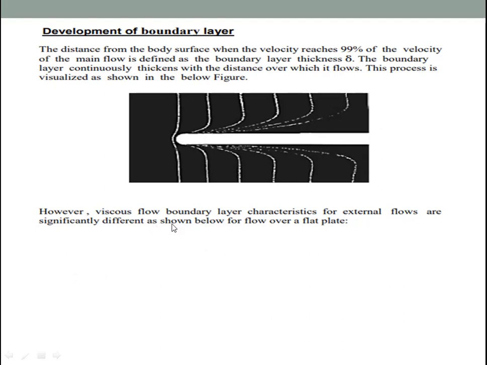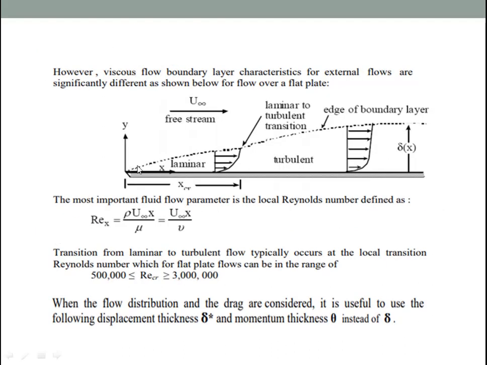However, viscous flow boundary layers for external flows differ significantly, as shown below for flow over a flat plate. This is the flat plate over which a fluid with a free stream velocity flows. Three sections are formed over this flat plate. The first section is laminar, the second is a transition, and the next is a turbulent zone.